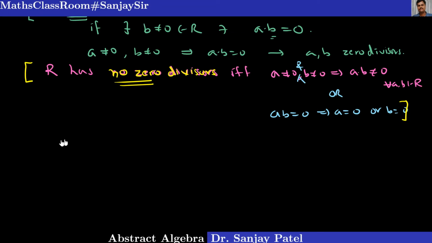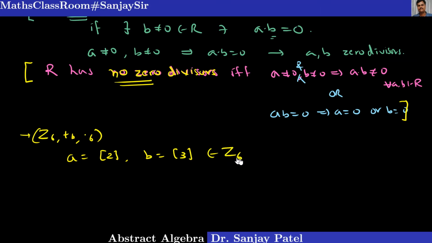For example, in the ring (Z6, +6, ·6), if I take two elements, say A equal to class 2 and B equal to class 3 belongs to Z6, then A·B, that means class 2 times class 3, and this dot is the multiplication modulo 6.